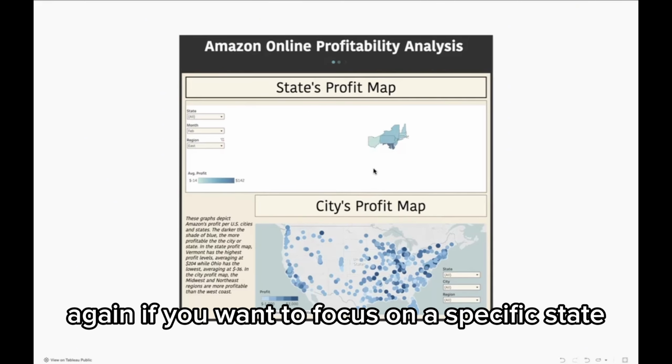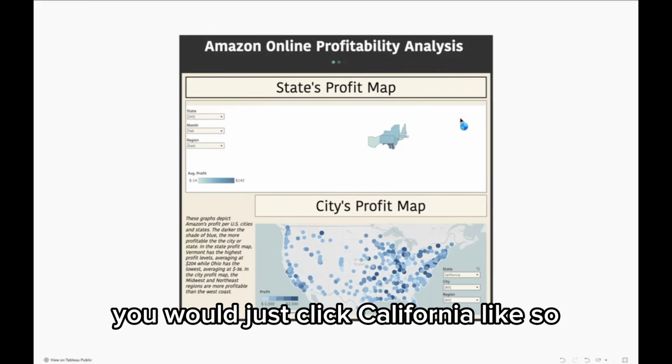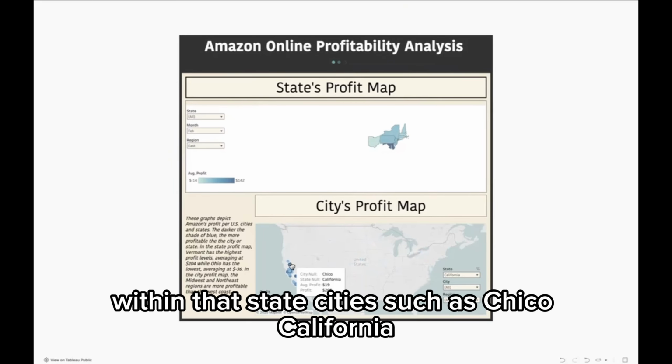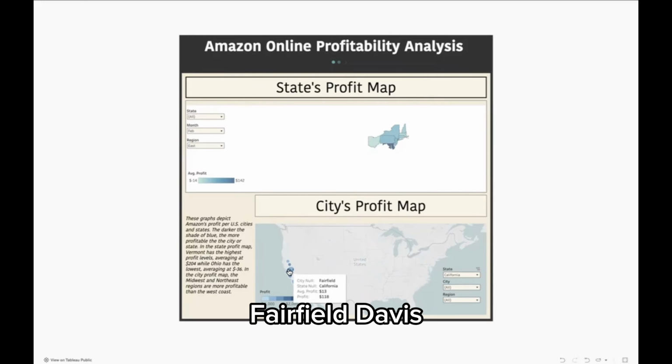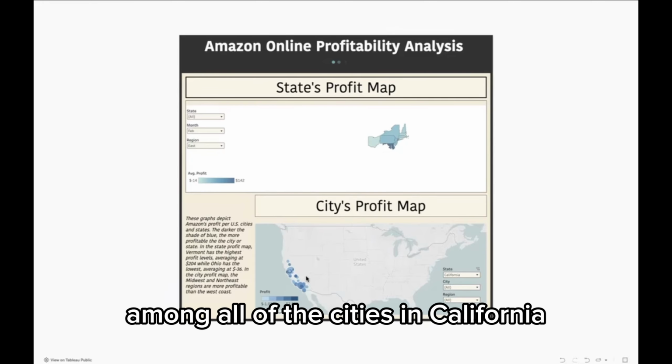Again, if you want to focus on a specific state, such as California, you would have that option. You would just click California like so, and be able to see all the profitable cities within that state. Cities such as Chico, Fairfield, Davis, Brentwood, etc., are some of the most profitable among all of the cities in California.